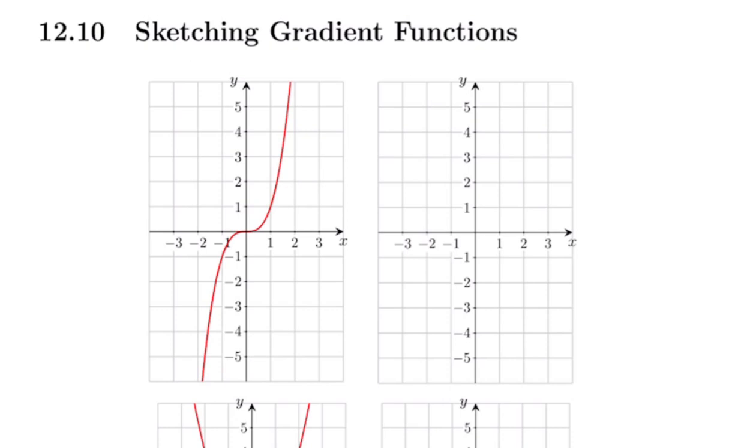So this first little bit is about sketching gradient functions. When you're sketching a gradient function, what you need to do is consider what the gradient is doing. So the first thing we're going to do is look at this first curve, and you can see it looks very much like y equals x cubed to me. The first thing you notice, and I'll do it in colour, is that this point is a point of inflection, that's where the gradient is 0. So if I transfer that over, that's when the gradient is 0.